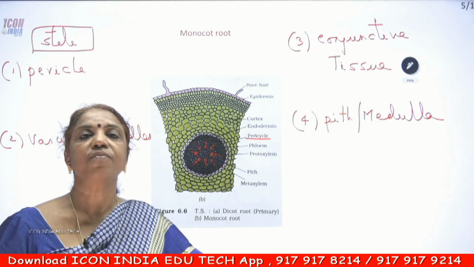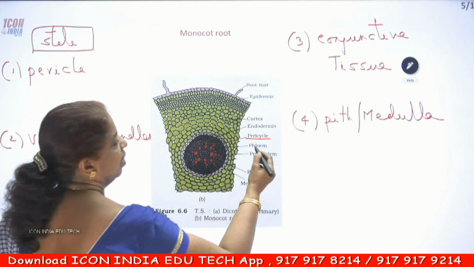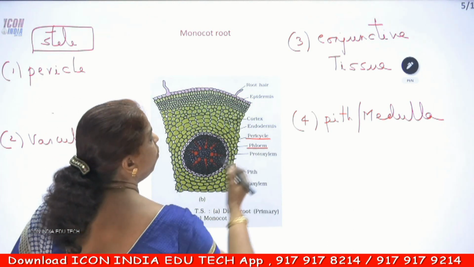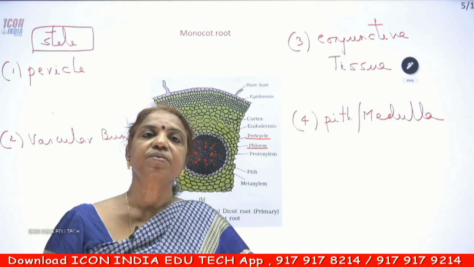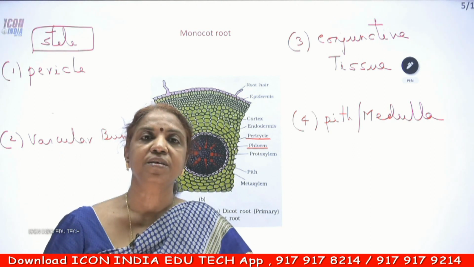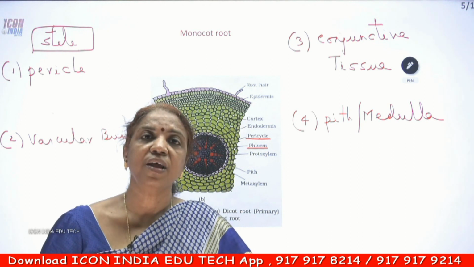The next one is vascular bundles. What type of vascular bundles are present here? The phloem and xylem. What is the nature of vascular bundles? The nature of vascular bundles in the case of root is that the phloem and xylem are present on different radii.